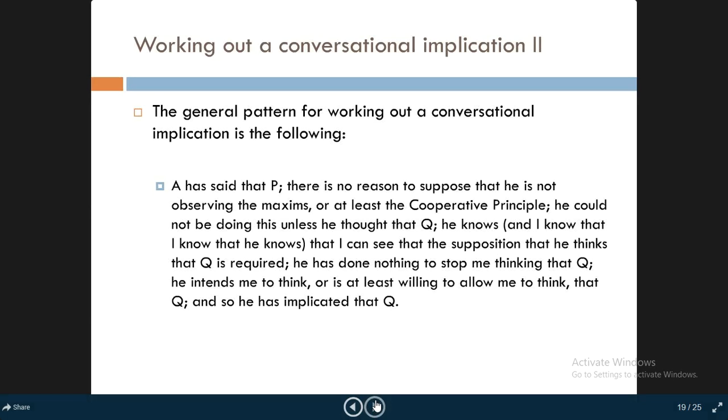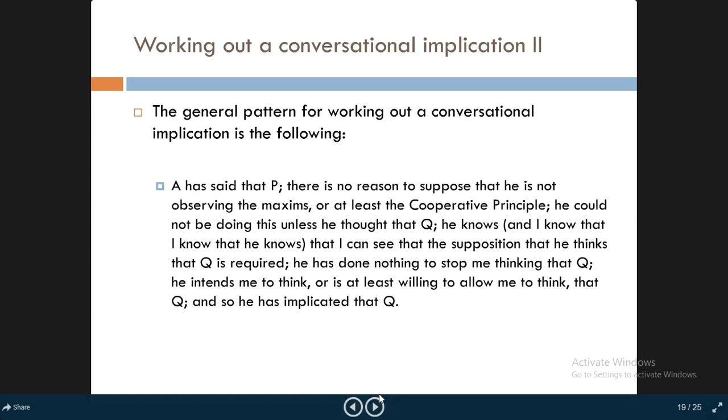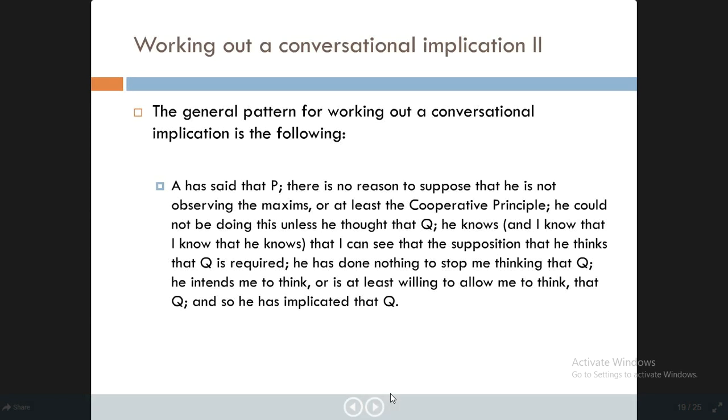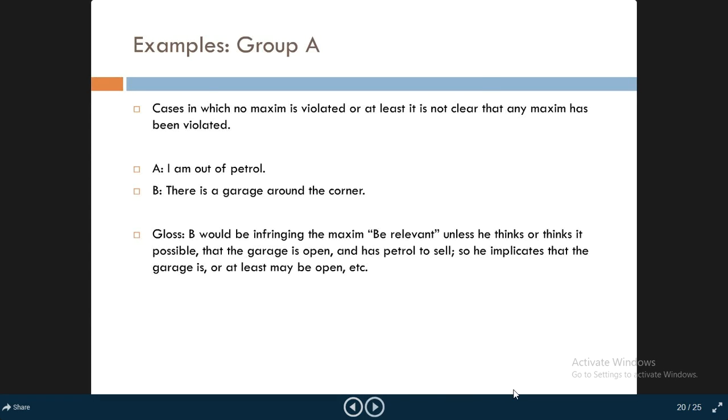The general pattern of working out a conversational implicature is the following. A has said that P. There is no reason to suppose that he is not observing the maxims, or at least the cooperative principle. He could not be doing this unless he thought that Q. He knows that I know that he knows that I can see that the supposition that he thinks Q is required. Now this is the general pattern of the conversational implicature.